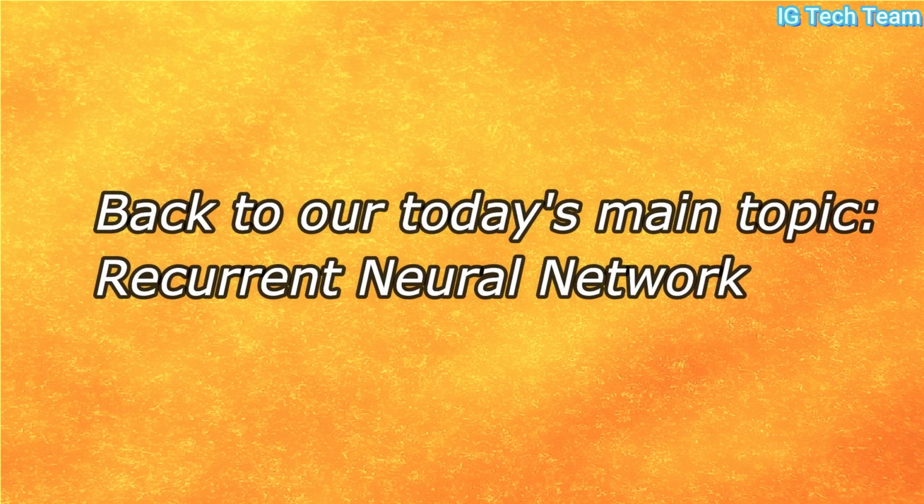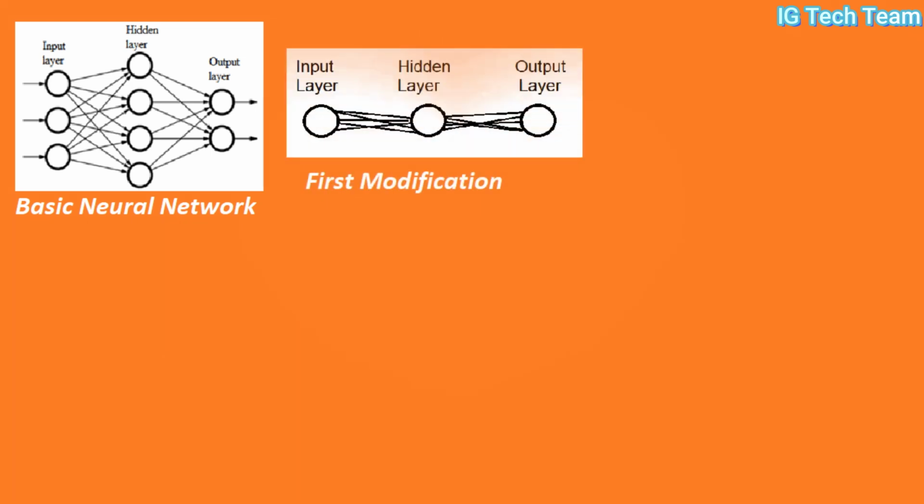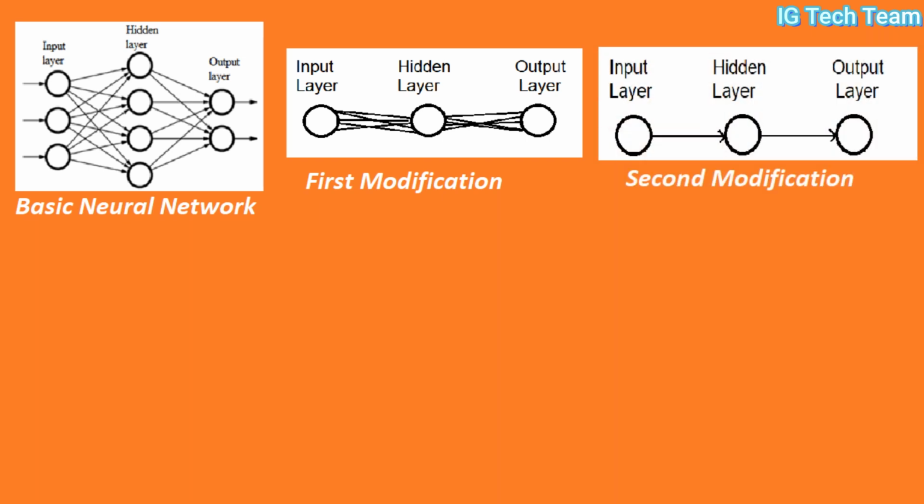Now, I have one question. Is a recurrent neural network different from a simple neural network? Let me show you the composition of RNN. This is the diagram of a basic neural network. To convert this into RNN, we have to apply several modifications. First modification is to squash each layer of the network together. That is, merge them. Second modification is to connect the network by a single line.